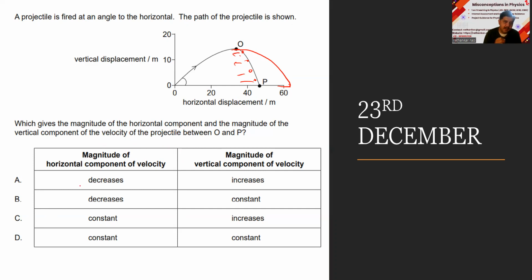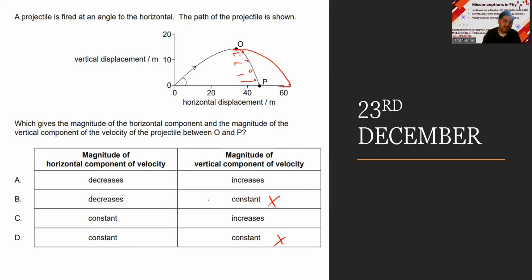Now, what is your answer here? Vertical component. What happens to the vertical component here? Here, the vertical component starts increasing from O to P. So, increasing from O to P, which means what? Either this or this will be correct. So, these two are incorrect. Now, vertical component, definitely these two are incorrect.